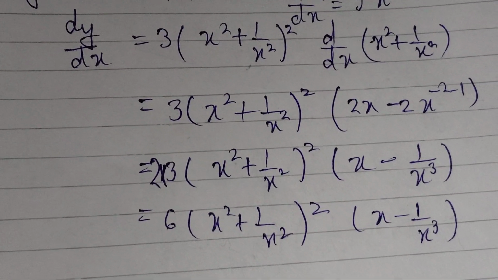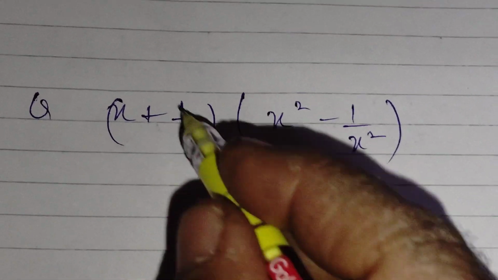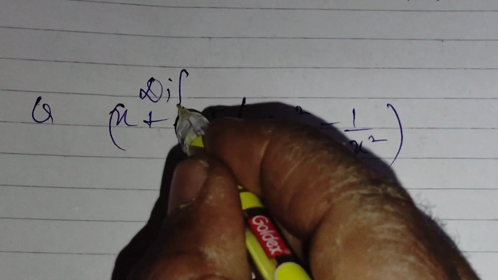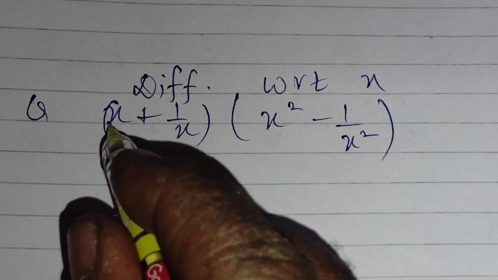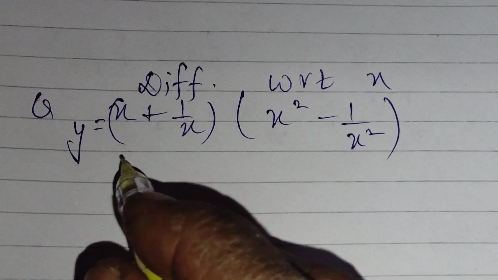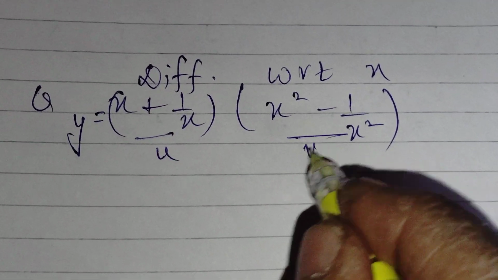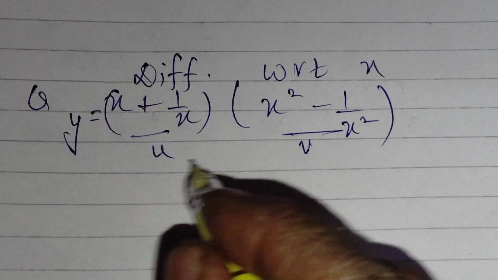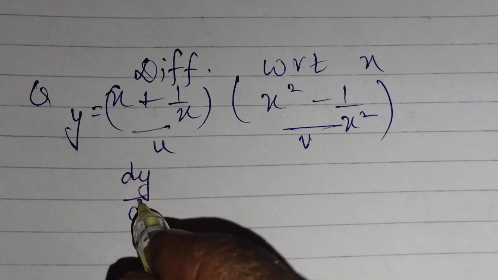Next we are taking another problem of differentiation. So this is another problem, and the question is again the same: differentiate with respect to x. So first we consider it equal to y, and the first bracket is considered as u, the second is considered v. So for differentiation of u into v, we use the formula.